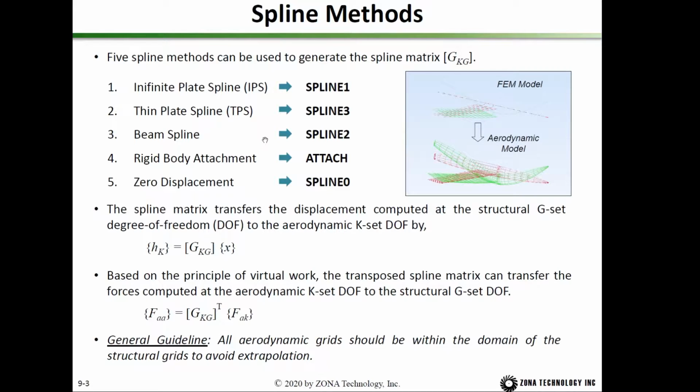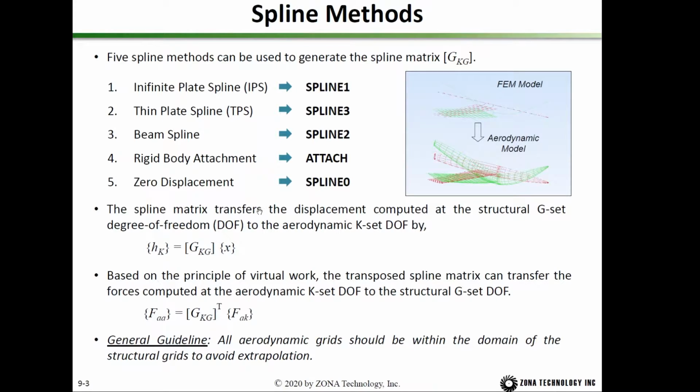The first one is called infinite plate spline, IPS, and the card is called SPLINE1. The second one is called thin plate spline method, it's called TPS, and the card is called SPLINE3. And the third one is called beam spline, and the card is called SPLINE2. And then we have rigid body attachment method. The card name is called ATTACH. And we also have a zero displacement method called SPLINE0.